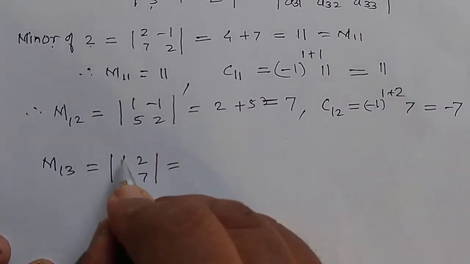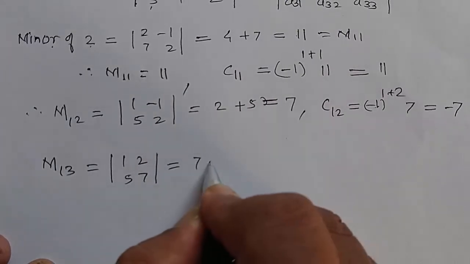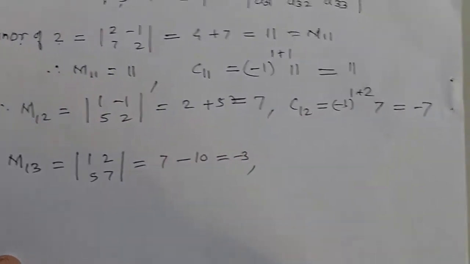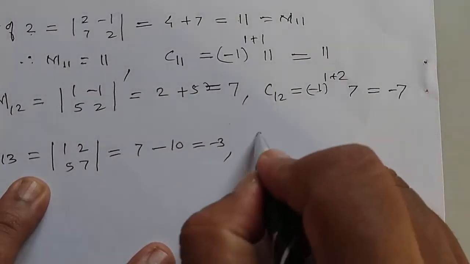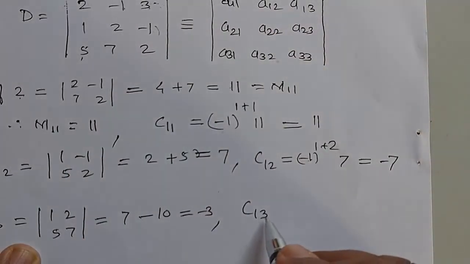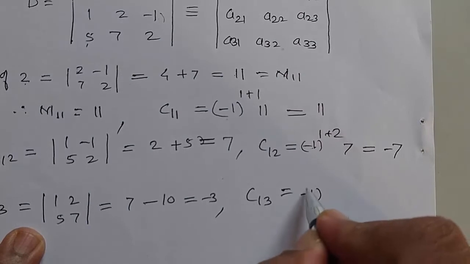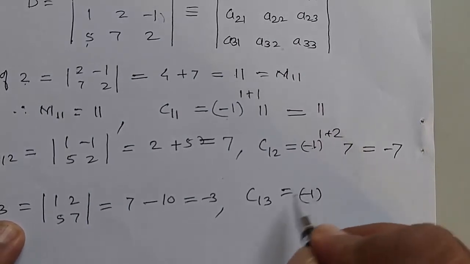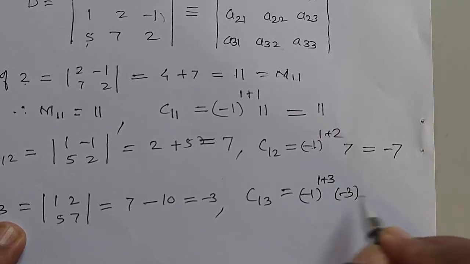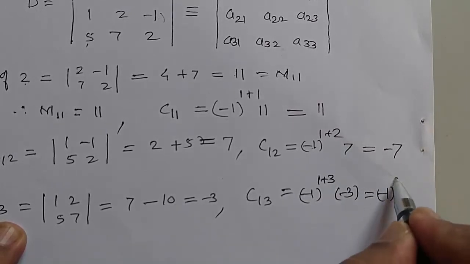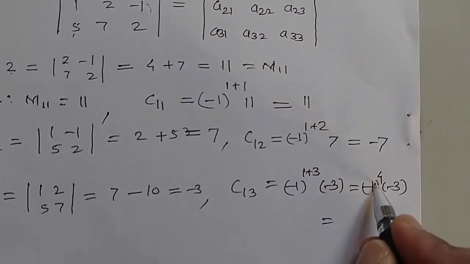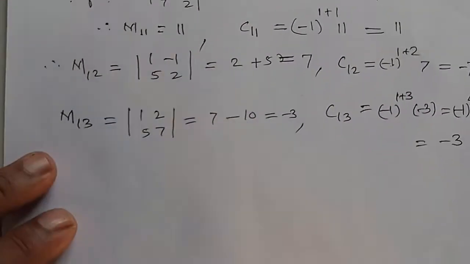So, this is equal to 1 into 7, 7, minus 5 into 2, 10, it is equal to minus 3. So, this is the minor. Now, cofactor of this element 3 is C13, which is equal to minus 1 raised to 1 plus 3 into minus 3. It is equal to minus 1 raised to 4 into minus 3. Minus 1 raised to 4 is plus, and here it is minus 3.